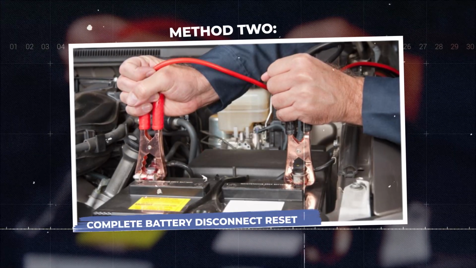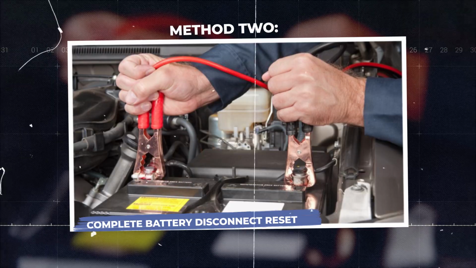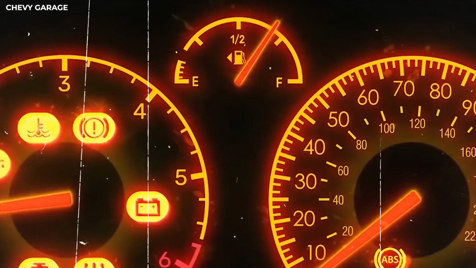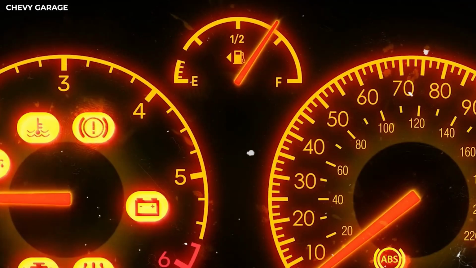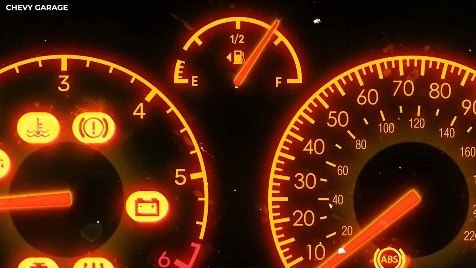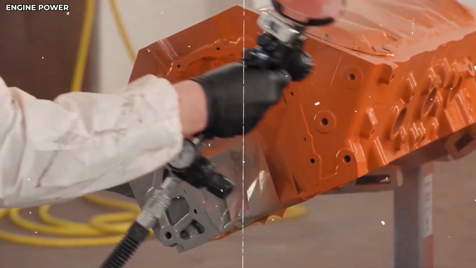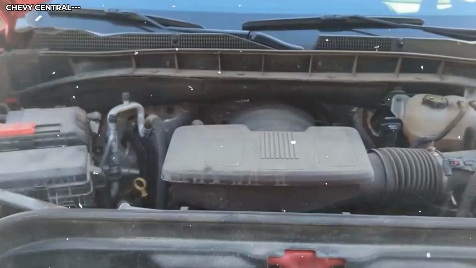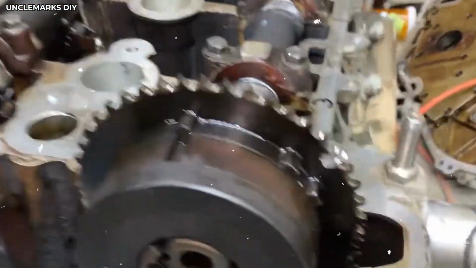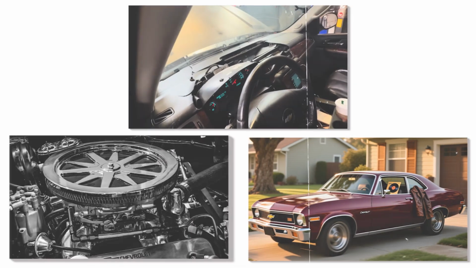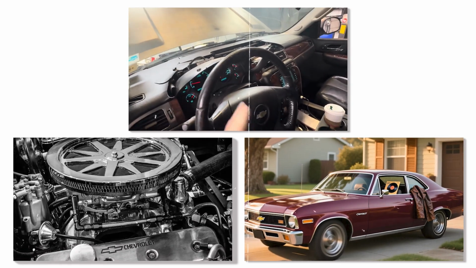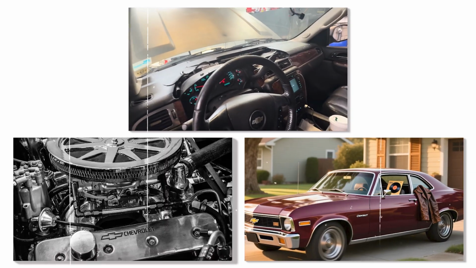Method 2. Complete battery disconnect reset. For stubborn cases where the simple throttle reset doesn't deliver the results you want, a complete battery disconnect forces every computer module in your vehicle to dump learned data and start fresh. This is more invasive but delivers stronger results, especially on vehicles with transmission issues or multiple drivability complaints.